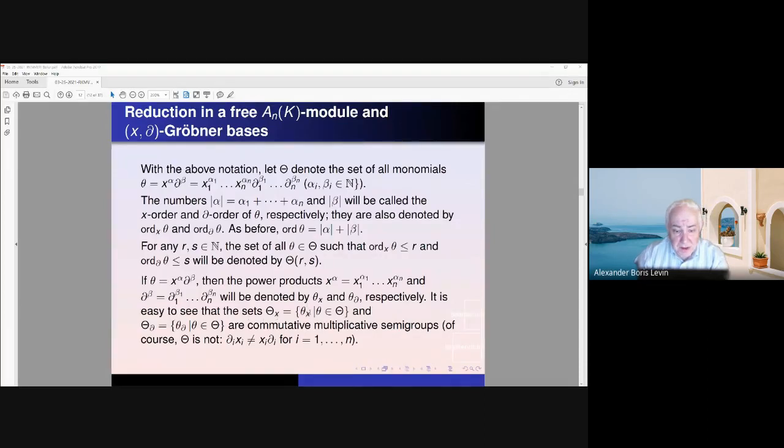Clearly, if you consider the set of all theta_x's, so only powers of x, or only powers of D, those are commutative multiplicative semigroups. But of course, Theta is not. I remind you that x and D, generally speaking, don't commute. So it's not a commutative semigroup.